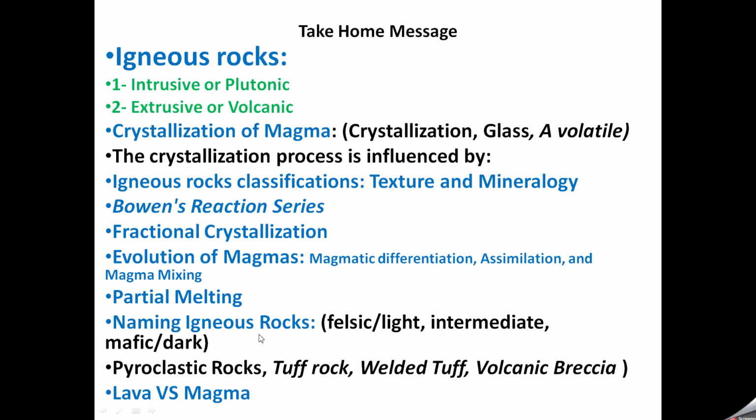In naming igneous rocks, we named them as felsic or light, rich in feldspar and silica, intermediate, and then mafic or dark, which is rich in magnesium and iron. Then we talked about some grain size naming: pyroclastic rocks, tuff rock, welded tuff, volcanic breccia. Then we talked about lava versus magma, the three differences. They are just molten material. Lava is above the surface, and magma is under the surface. And by this, we concluded the lecture, and we'll take 3 minutes rest listening to the national anthem of Cyrenaica.